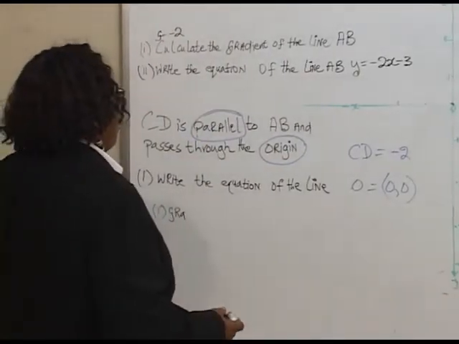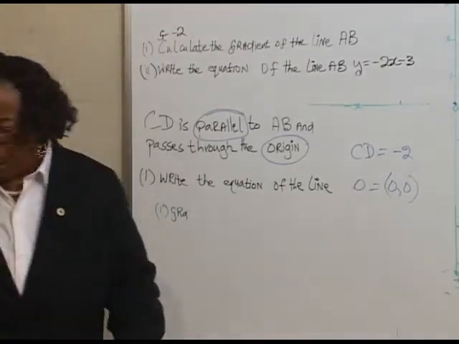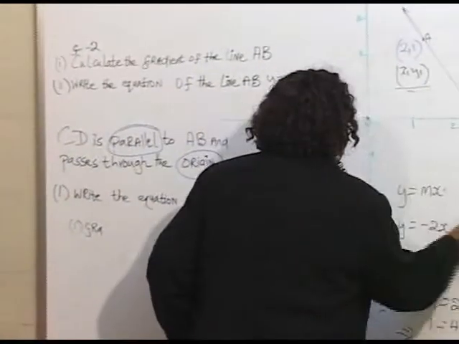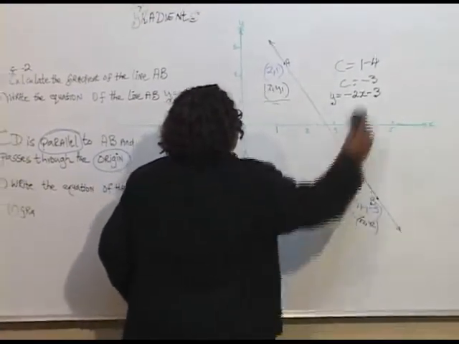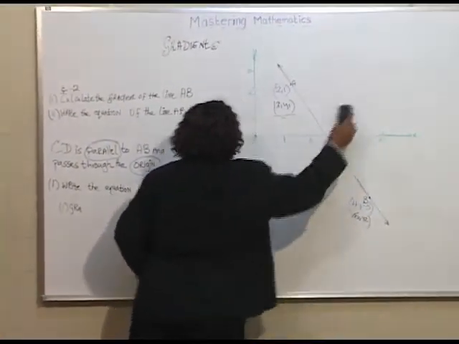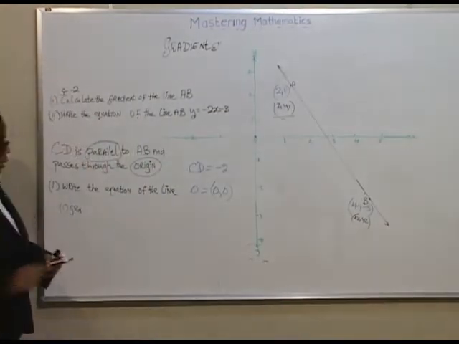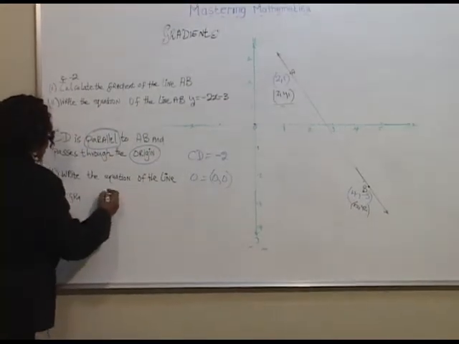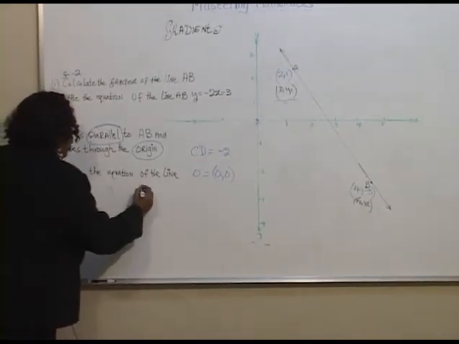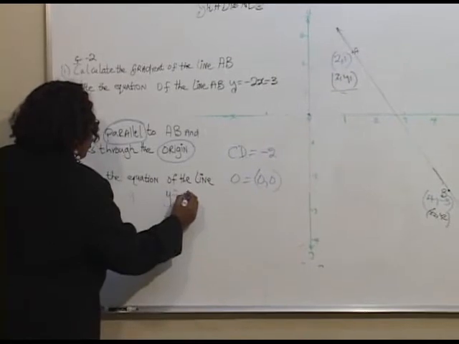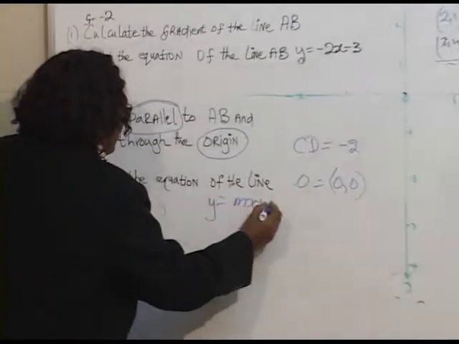So we would right away be employing what we do know, that the general form for the equation of any line would be given as y = mx + c.